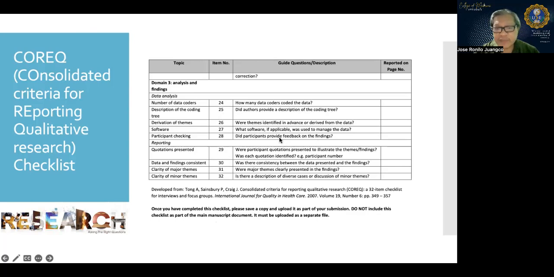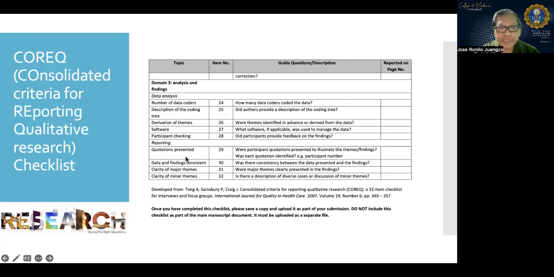Did the participants provide feedback on the findings? This is very, very important for qualitative research. You have to ensure that the results are given back to the subjects. Before you publish your results or before you finalize your results, you have to give them back to your subjects and ask them, is this really what you think of when you answer our questions? Does this describe your emotion? Does this describe what you want to convey when you answer our questions? So you have to give that to the subjects before you write your final research paper.